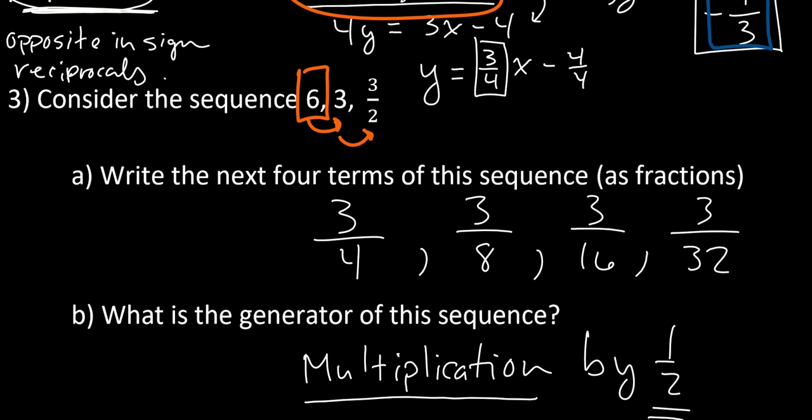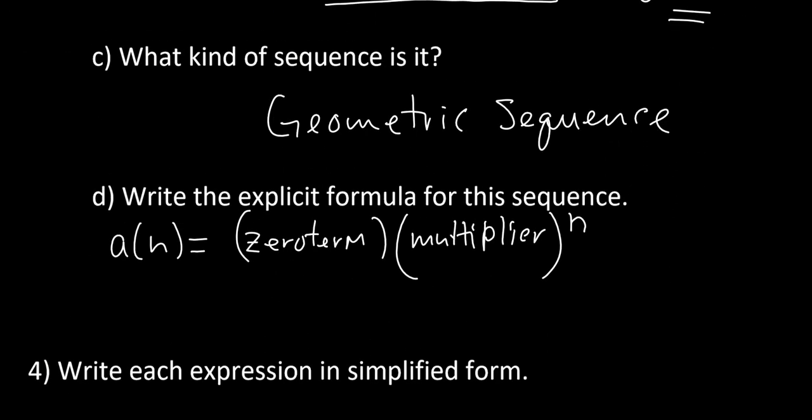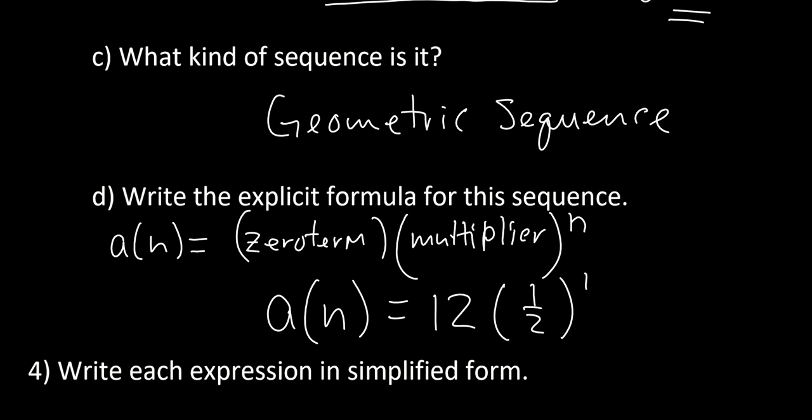So if I need the 0th term, I have to go back to what happened before that. So that would have been the value 12. So my 0th term is 12. My generator is multiplied by 1/2. So we're looking at this for our answer, right? A of n is equal to 12 times 1/2 raised to the nth power.